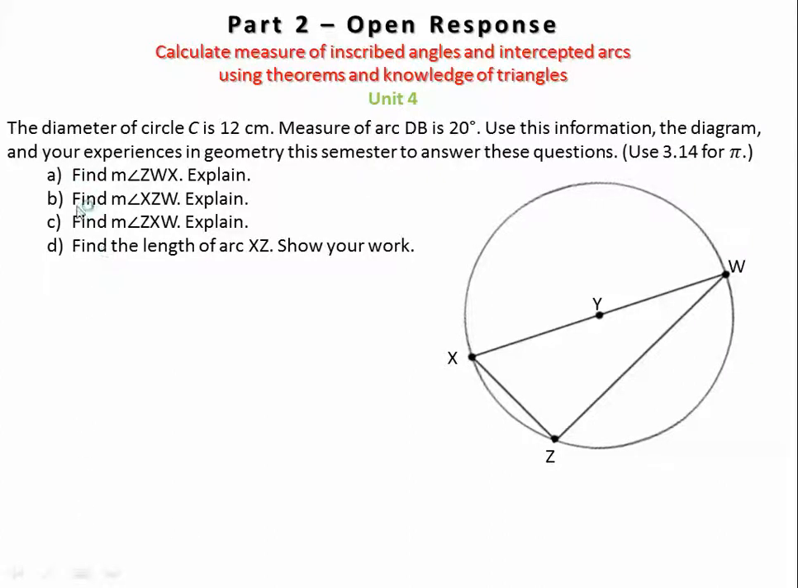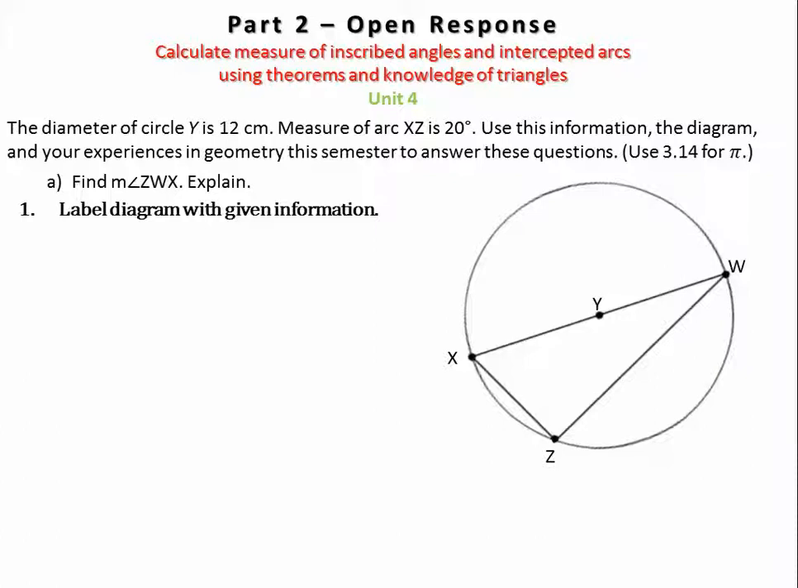Now notice each one of these steps, it says find the measure of angle ZWX and explain. Now remember, the explain says you need to write something out, explaining to me why you know that measure equals what you determine. We're also going to find the measure of angle XZW, find the measure of angle ZXW, and then we're going to find the length of arc XZ. And when we're finding these angle measures, you always need to show your work.